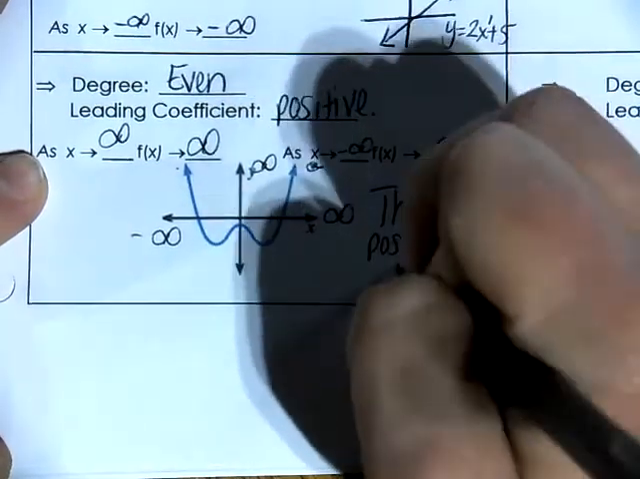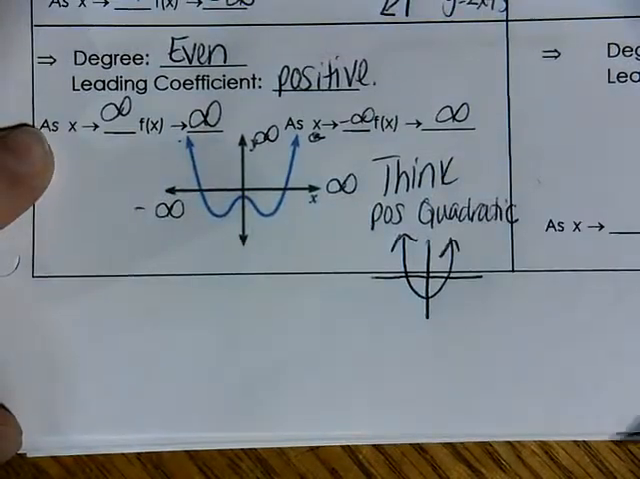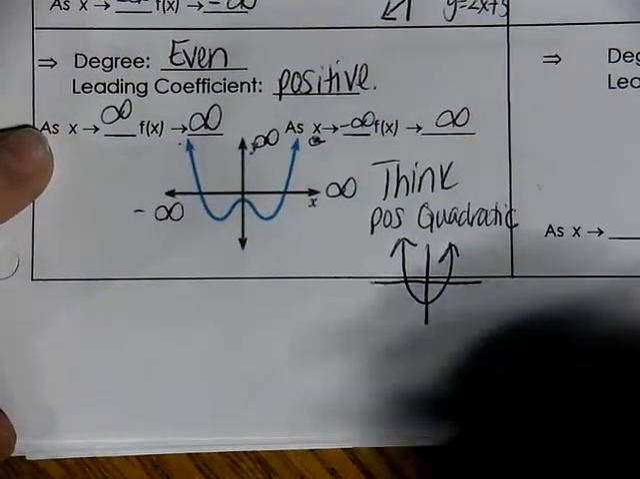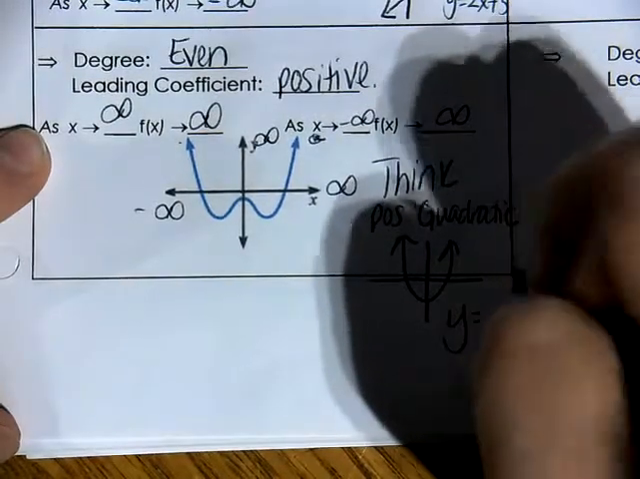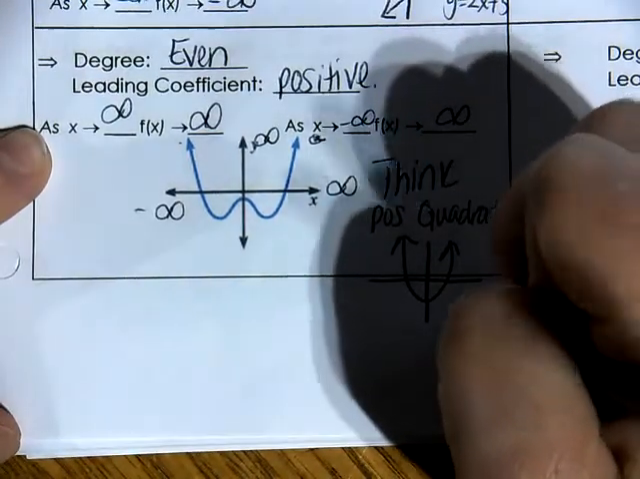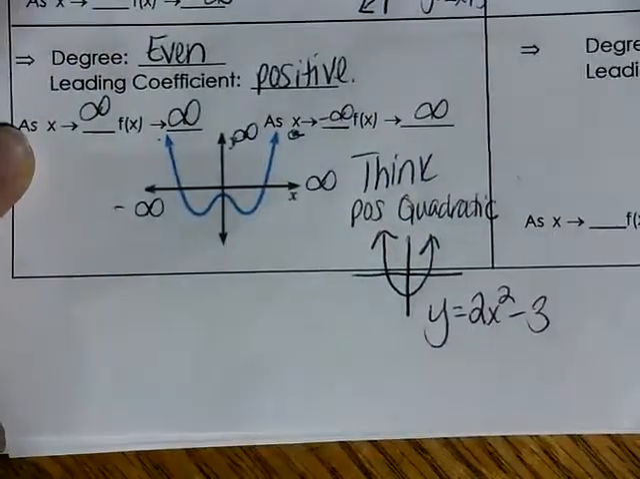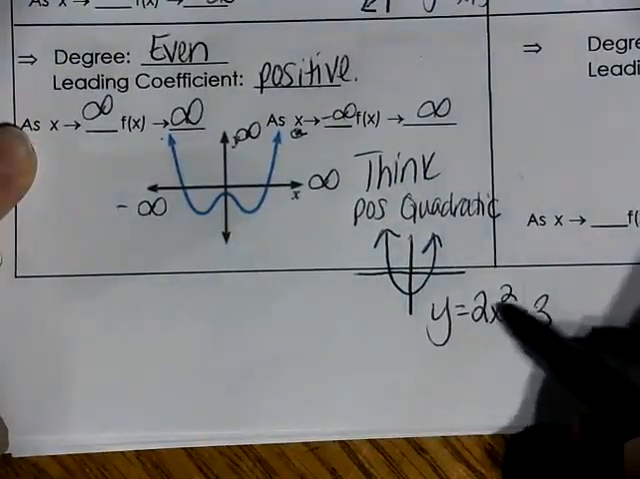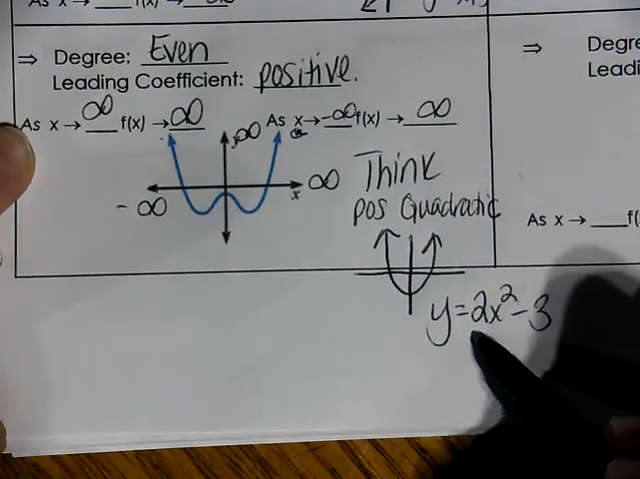So in a positive quadratic, it's very easy to draw those. We have up, up as our end behavior. And so if you can think about it like that, like in this problem, we would have y is equal to 2x squared minus 3. Our degree is even, and we have a positive leading coefficient.